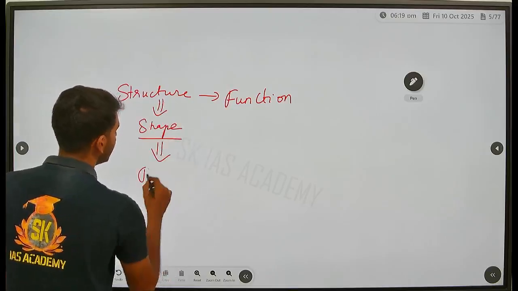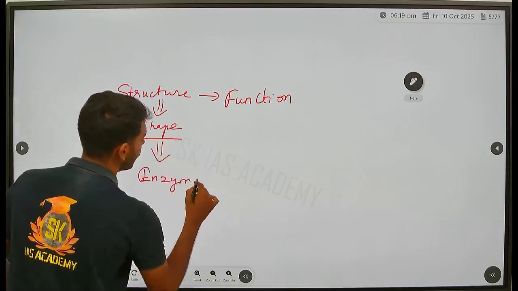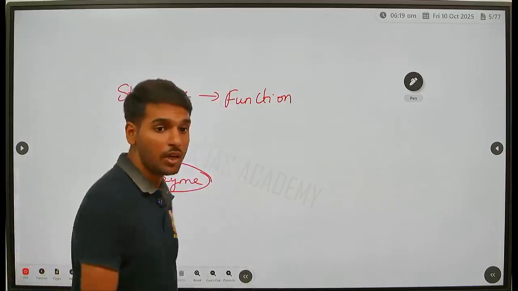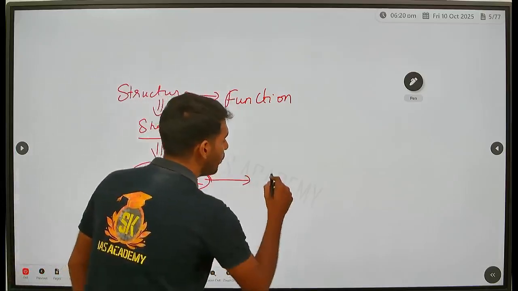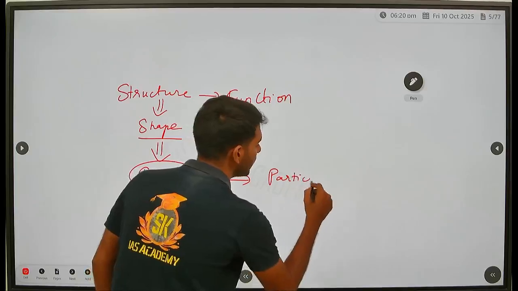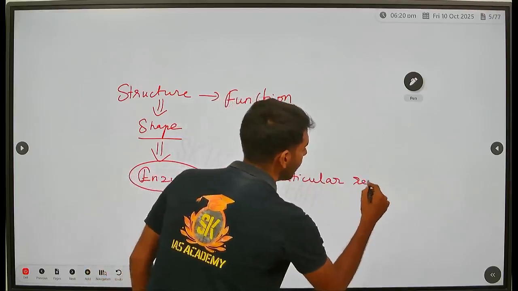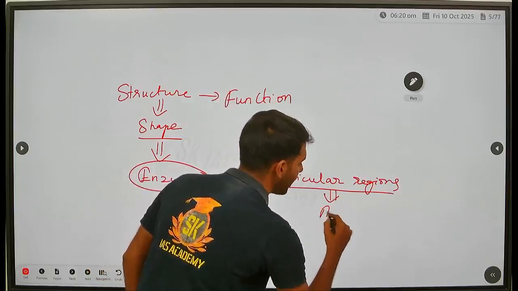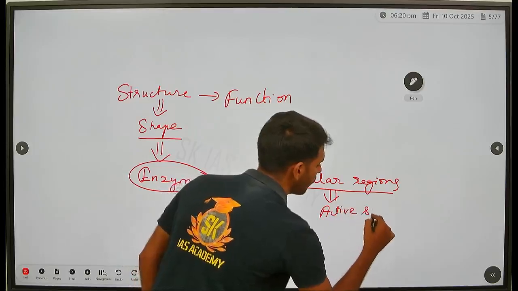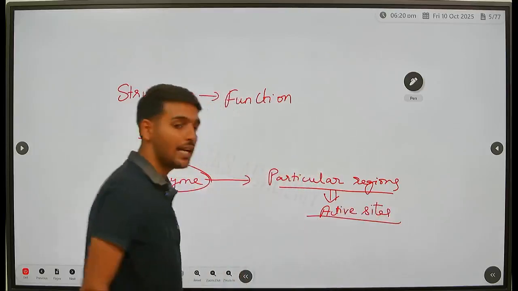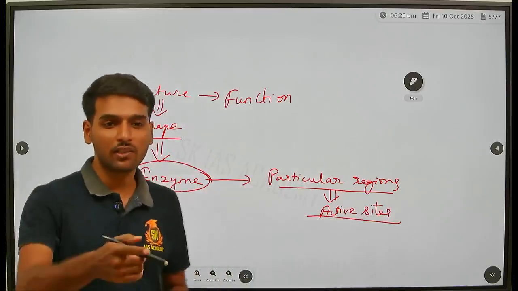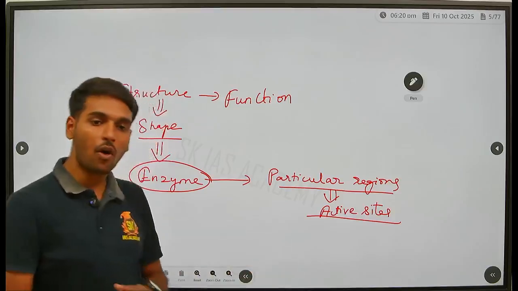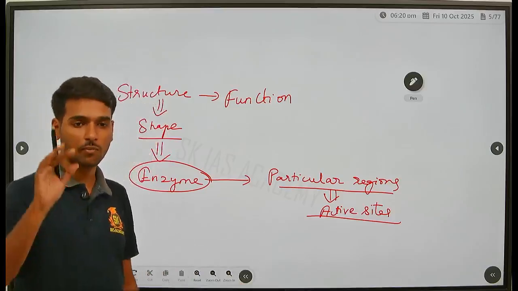We know that enzymes are functional proteins, right? We will be dealing with enzymes separately, but we know that enzymes have particular regions of action, right? These are considered to be active sites. So active site shape is important for its function, how the enzyme is going to function. Okay, in the same way, for all of the proteins, their structure and shape is important.